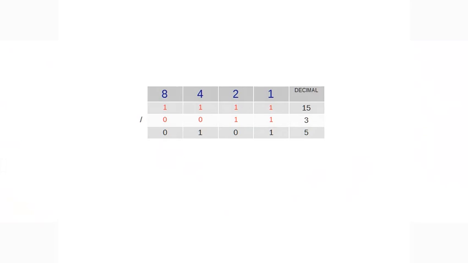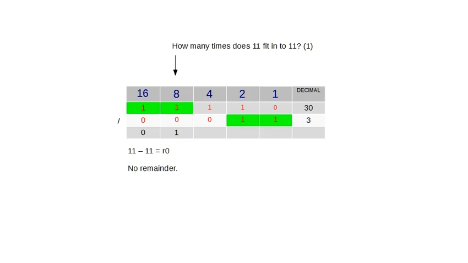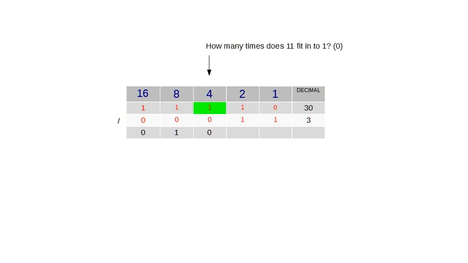So we're going to do 30 divided by 3. Same thing, we work from left to right, and we say how many times does 1, 1 fit into 1, 0? So we put the 0 down at the bottom. We say how many times does 1, 1 fit into 1, 1? Well, it goes once, so we put the 1 on the bottom, we do the 1, 1 minus the 1, 1, which is remainder 0. Then we move on to the next digit.